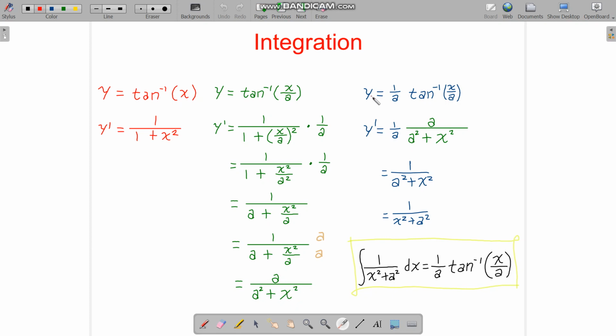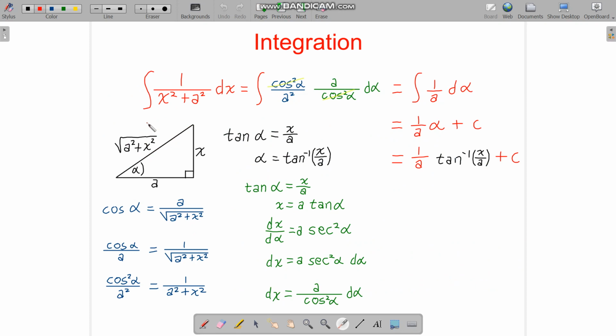So if the y equals almost exactly like this, but if we multiply this by 1 over a, of course we're going to have to multiply the y prime here by 1 over a, so the y prime is 1 over a squared plus x squared, or x squared plus a squared, same thing. So this is why the integral of 1 over x squared plus a squared is 1 over a inverse tangent x over a. This is the MF19 formula. So we can derive this using reverse differentiation from inverse tangent, or we can just do it from scratch.